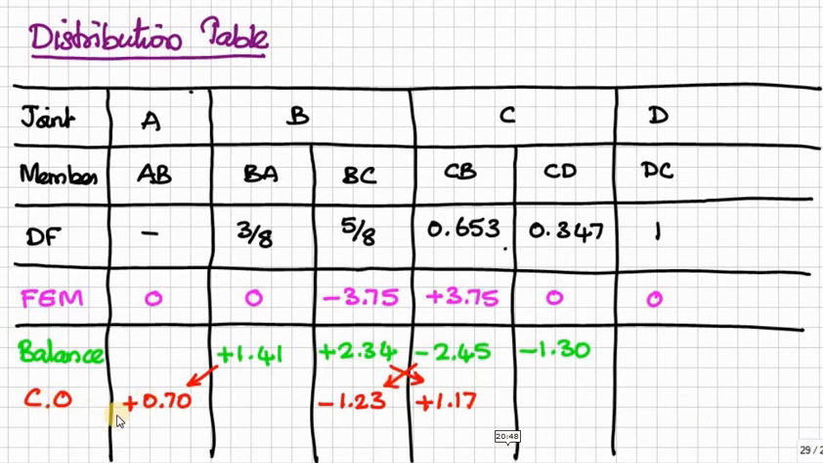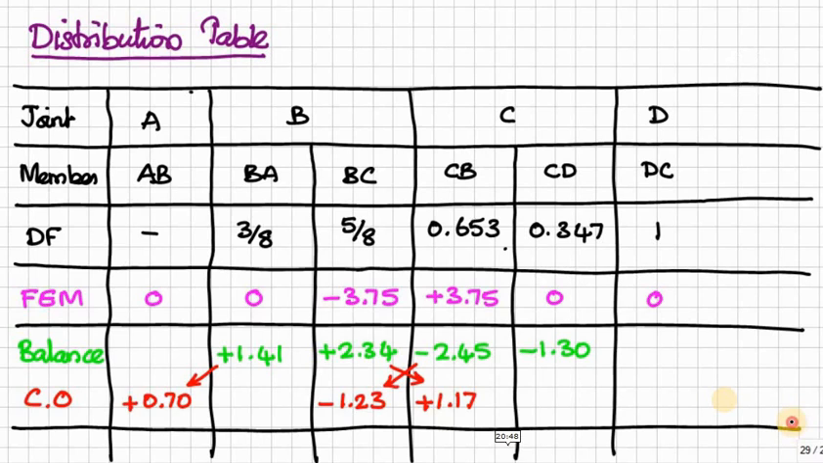Okay. Now the carryover step is almost over. This is one cycle. Balance and carryover is one cycle. So, one iteration is over. And I already told that in the balance step, the joints are balanced, that is, the joints are in equilibrium condition. The net moment at each joint is 0. But due to the carryover process, some moments are now coming to joints B and C.